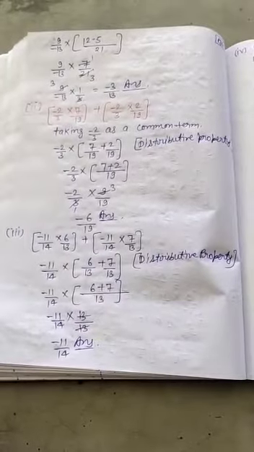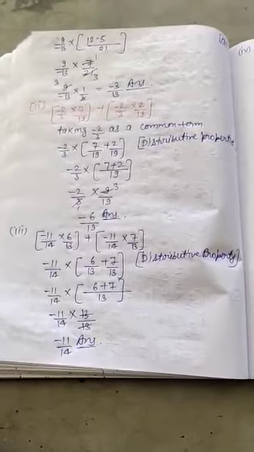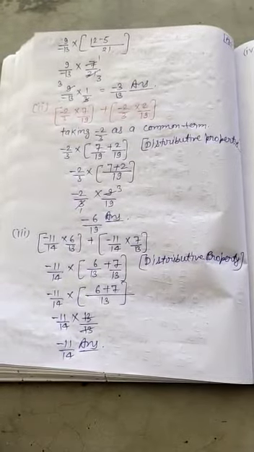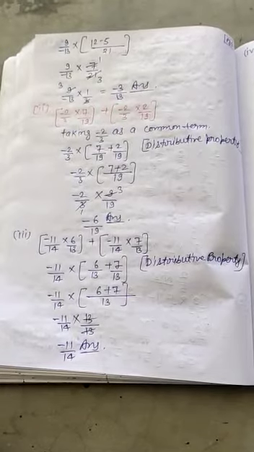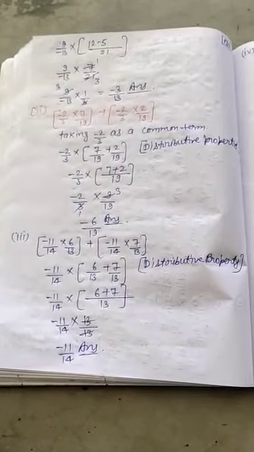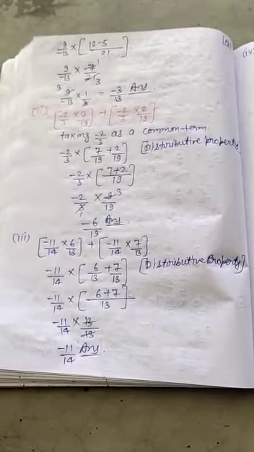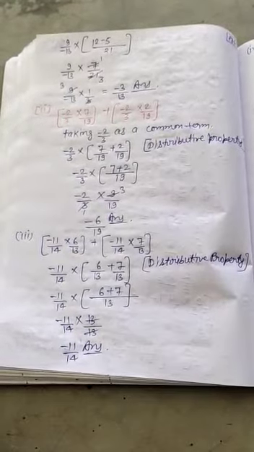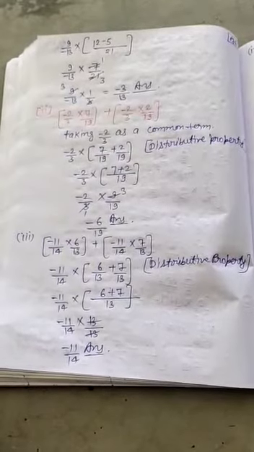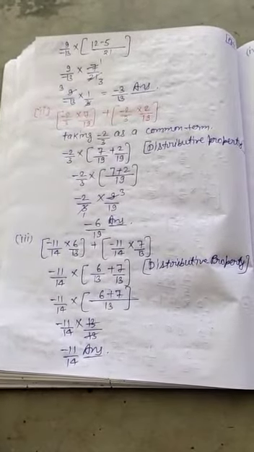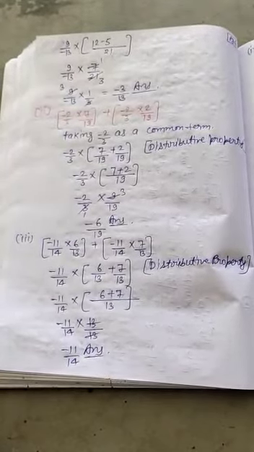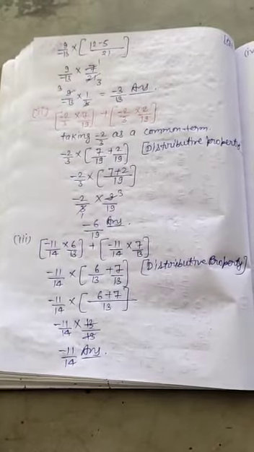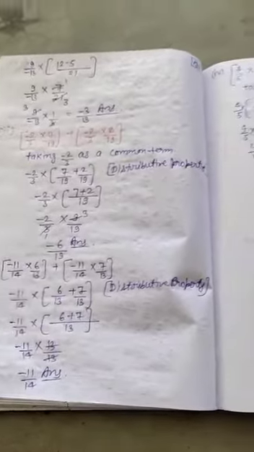In the next question you can see minus 11 upon 14 is a common term, and in the same way as the previous question, when we take minus 11 upon 14 as common, then in the first bracket 6 upon 13 will be left, and in the second bracket 7 upon 13 will be left. 13 is a common denominator, that's why we can add 6 plus 7, 13 upon 13. It will get cancelled out, and finally we will get minus 11 upon 14.